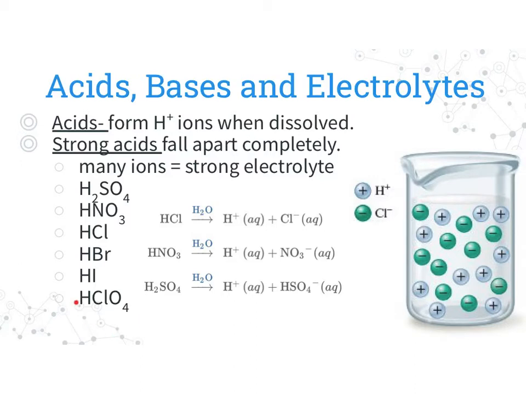Remember, these are covalent compounds because hydrogen's a nonmetal, but in solution, they fall apart into ions. So that's one characteristic of acids: they're covalent compounds, and they split into these ions. Okay?